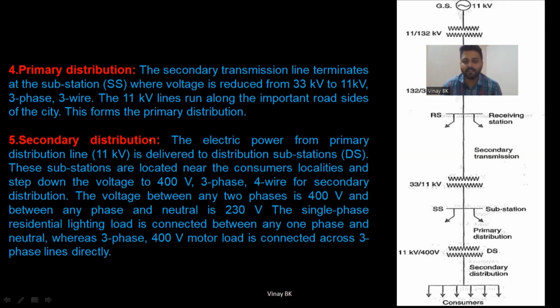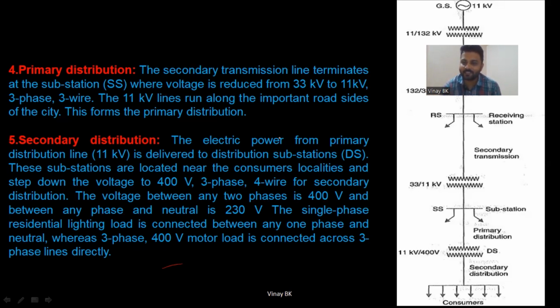So the last step is secondary distribution. For the secondary distribution, the electric power from the primary distribution line, that is 11 kilovolts, is delivered to the distribution substation. The distribution substation is nothing but the secondary distribution. These substations are located near the consumer localities. Generally, you can observe near the road, a transformer called a distribution transformer. There you will have 400 volts. That is a step down transformer that you can observe near the road. There 11 kilovolts is stepped down to 400 volts.